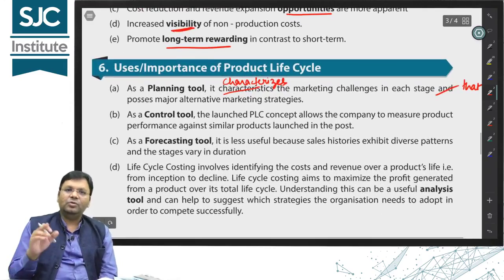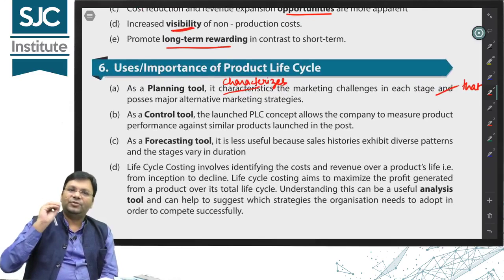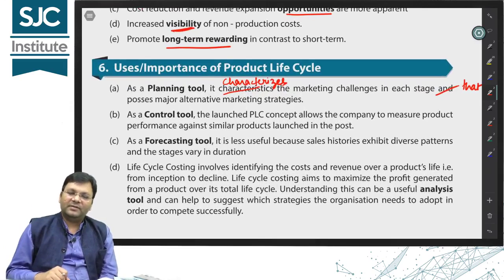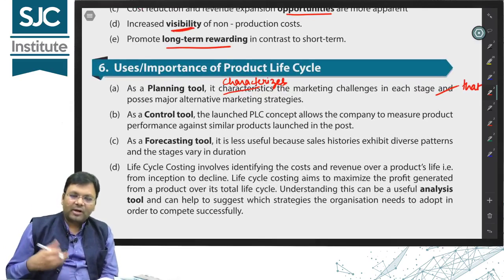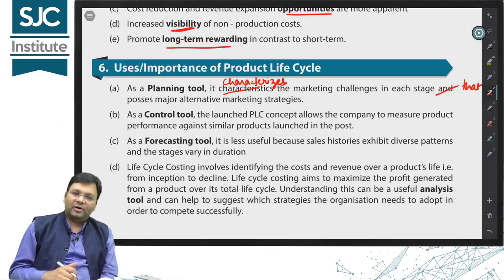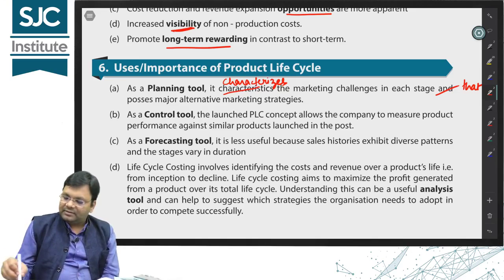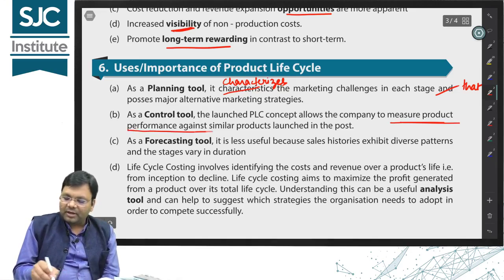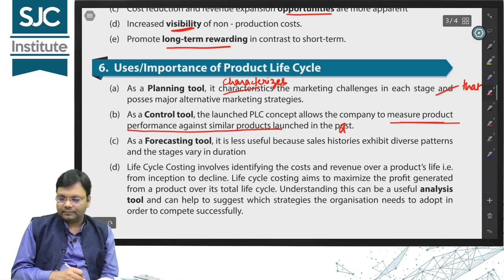As a control tool means you should be able to compare your performance. So here they are talking about comparison with some other product's life cycle, or you can also compare your estimated plan of your different stages of life cycle with actuals. So here they are saying company to measure product performance against similar products launched in the past.